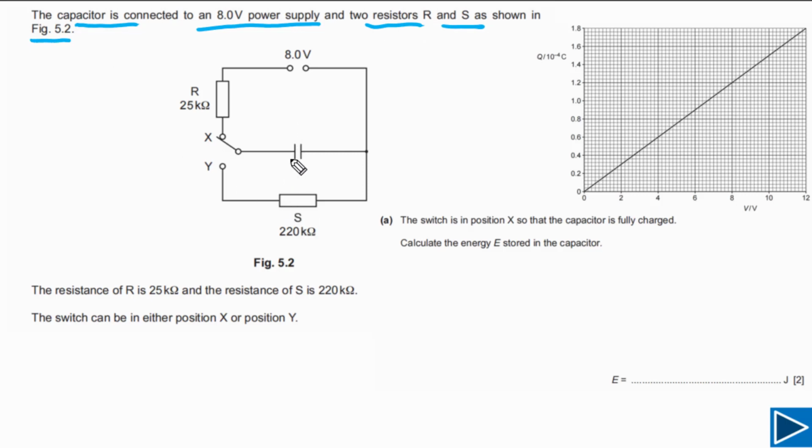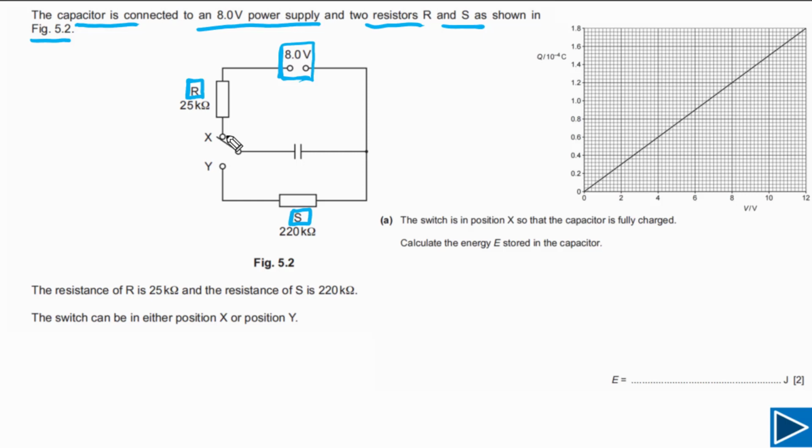In this case, you can see the capacitor is connected here. This is the symbol for the capacitor and this is the symbol for the power supply. This is the 8 volts power supply. Resistor R is connected here at this point and resistor S is connected here. And this is our switch, a two-way switch. This switch can be moved to X. This can also be moved to Y.